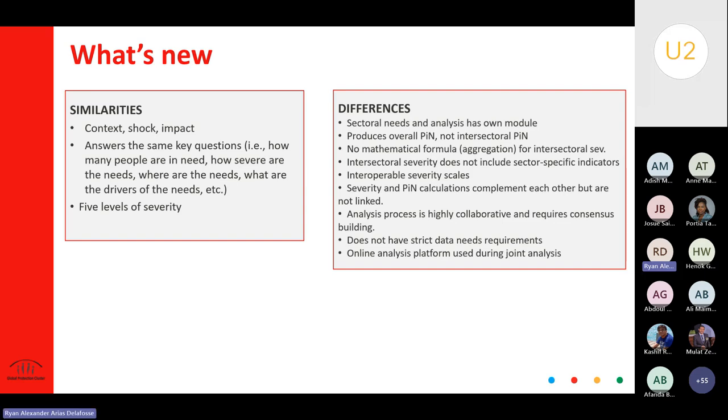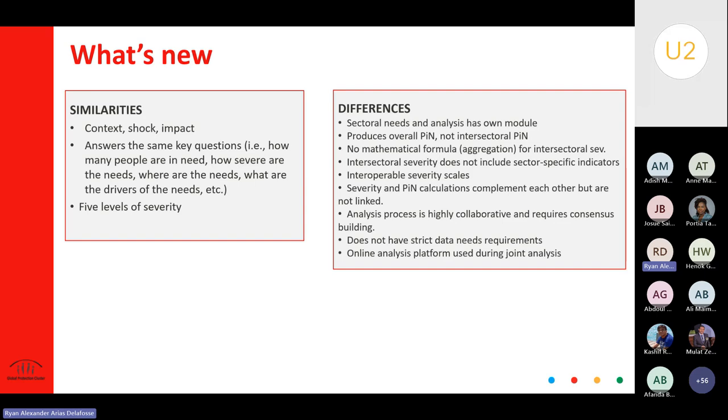Intersectoral severity does not include sector-specific indicators. Another big piece, which we'll get more into, is that the severity scales are interoperable. And I think this has maybe caused a bit of confusion between OCHA country offices and clusters, so we'll make sure that we review this today. Another big change is that severity and PIN calculations complement each other, but are not linked. They were previously, they are not anymore.